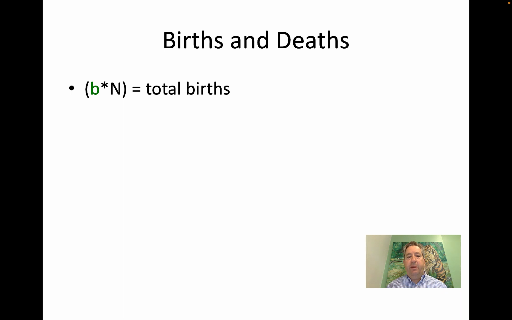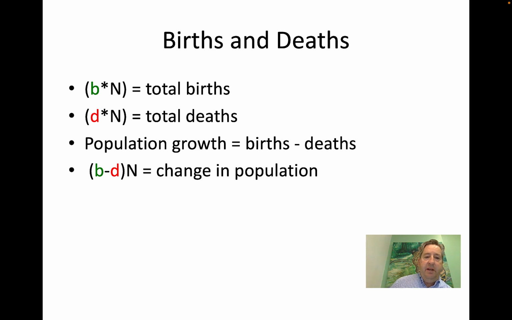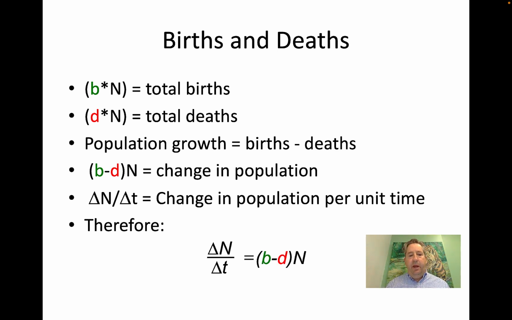Okay, so if we take b times n to get our number of total births, d times n to get our total deaths, we can figure out our growth rate by taking that total births minus total deaths. So b minus d times n gives us that population growth, that amount of change that there's going to be in the population in a given time period. Remember, delta n over delta t is that change per unit time. And so we could have delta n over delta t equals b minus d times n.